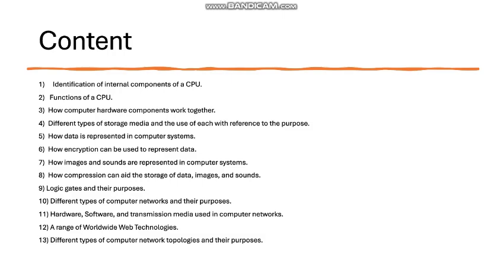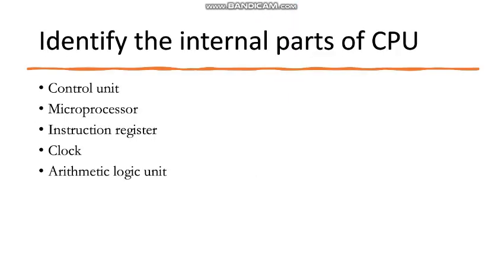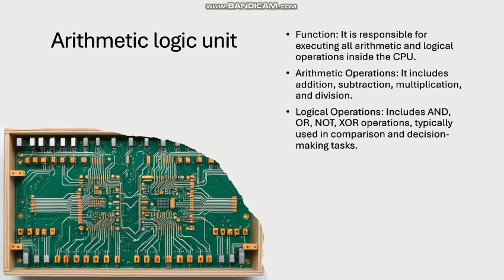First one is identification of internal components of a CPU. Identify the internal parts of the CPU. First one is control unit, second one is microprocessor, third one is instruction register, fourth one is clock, fifth one is arithmetic logic unit. First we are going to talk about the arithmetic logic unit.